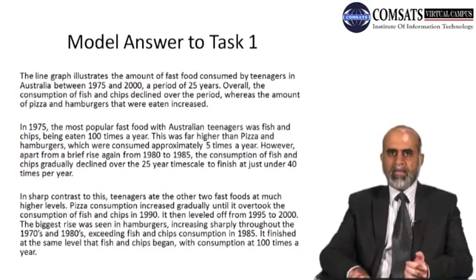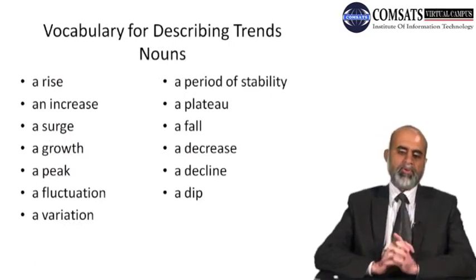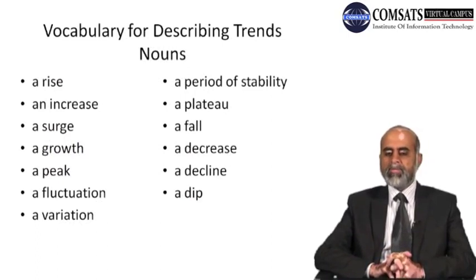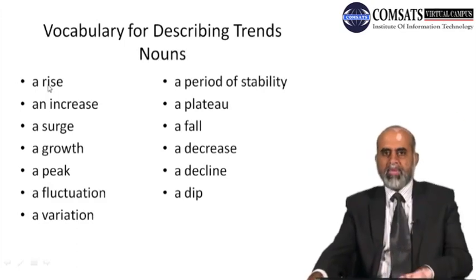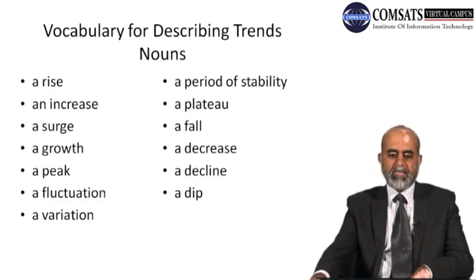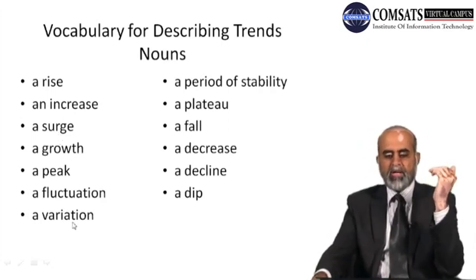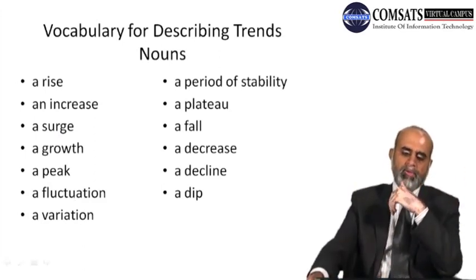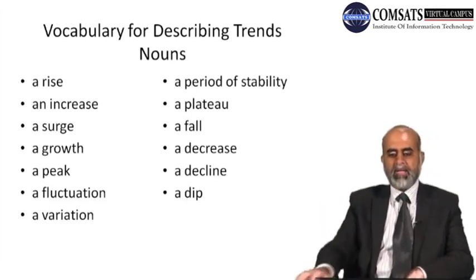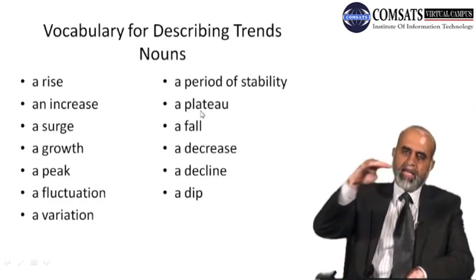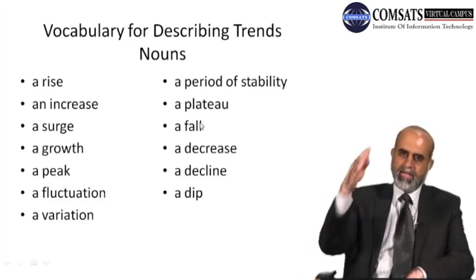Okay, now I want to give you another writing task, but before that let's have a quick look at the vocabulary which is used for describing these trends. You can use a noun, and you can say that there is a rise when something increases. You can use the word increase, you can use the word rise, you can use the word surge. Surge also means increase. Growth, peak is the highest point, fluctuation is going up and coming down, variation is also going up and down. A period of stability means that the line is flat, horizontal. Plateau also means that it goes up and then it is plain or flat for some period of time. Fall is when it is dropping, decrease, decline, and dip.